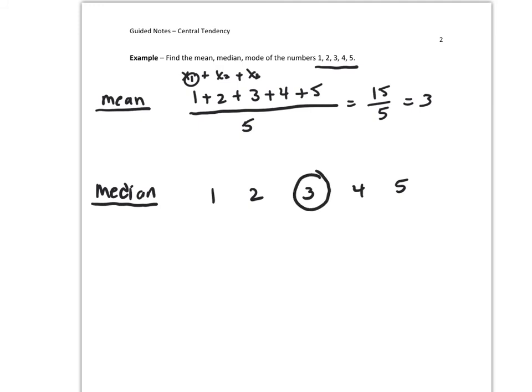Okay? But if I'd had 1, 2, 2, 3, 4, 5, that's 1, 2, 3, 4, 5, 6. You have an even number of numbers. You would find the average or the mean of the middle two numbers. So that would be 2 plus 3 is 5 divided by 2, or 2.5 would be the median.